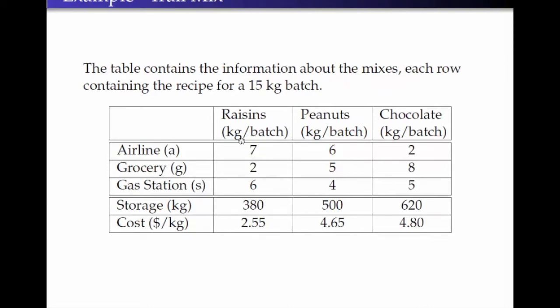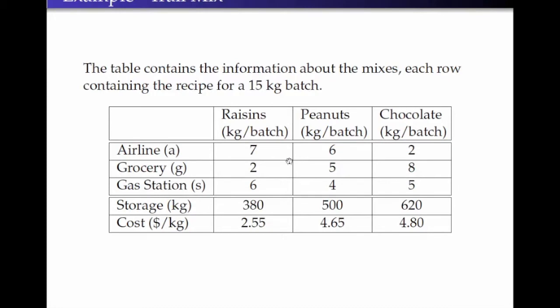So if these are the kilograms per batch that I use for raisins, then 7 kilograms times the number of batches of airline plus 2 kilograms times the number of batches of grocery plus 6 times this S, that summation needs to be equal to 380. So 7 times A plus 2 times G plus 6 times S should be equal to 380 if I want to use up my entire storage of raisins.